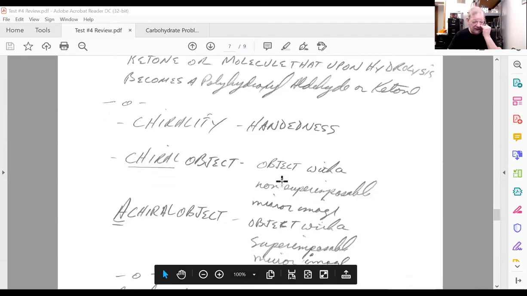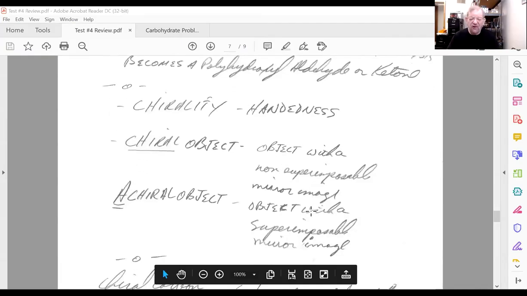Now, an achiral object, with no handedness, is an object with a superimposable mirror image. And later today, if Dr. White's mind doesn't go out my ears, we'll do the carbohydrates problem set.